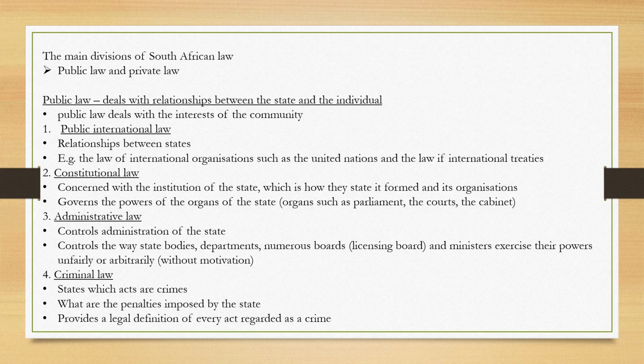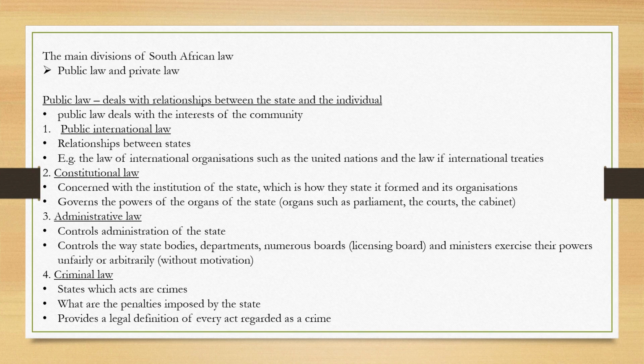Then constitutional law governs the powers of the organs of the state, organs such as parliament, the courts, and the cabinet. Administrative law controls administration of the state. So it controls the way the state bodies, departments, numerous boards like the licensing boards, and the ministers exercise their powers, so that they do not act unfairly and arbitrarily without motivation.